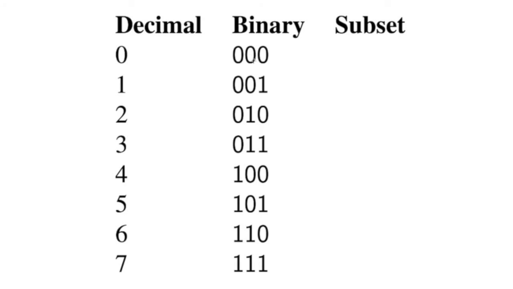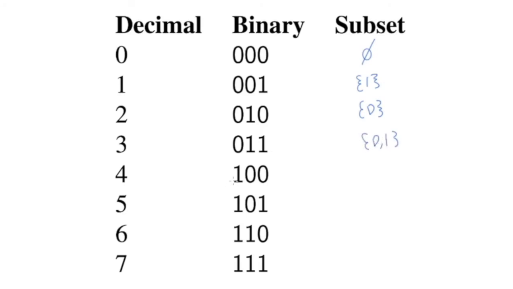Okay, so let's try to find the correspondence between these binary numbers and the subsets of our original set, Republicans, Democrats, and independents. So here we have 0, 0, 0. We don't have a 1 anywhere, so this would be the empty set. Okay, here we have a 1 as the right numeral, so this would just be the independents. Here we have a 1 as the middle numeral, so this would just be the Democrats. Here we have a 1 as the middle and right numeral, so this would be the Democrats and the independents.